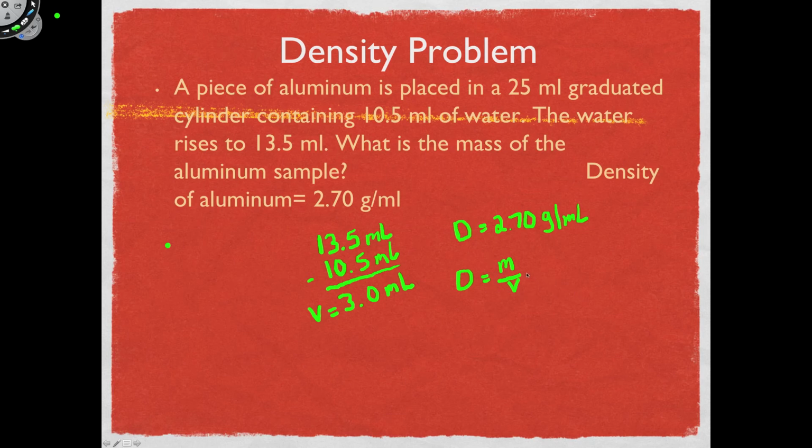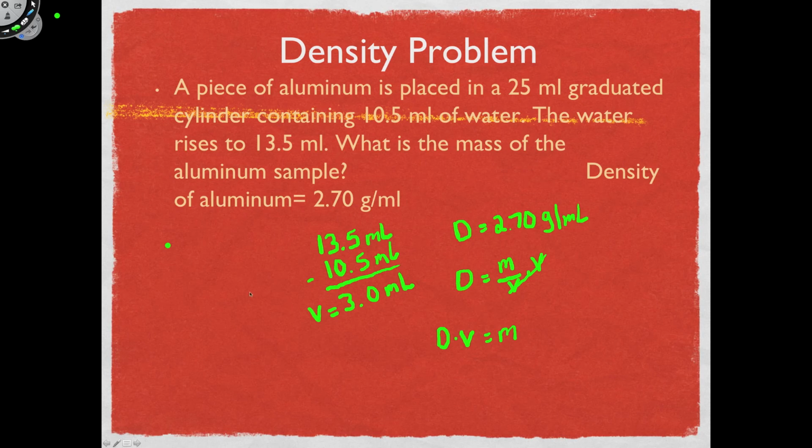A couple ways to do this, of course, algebraically. You would want to get rid of the v's on both sides. Whatever you do to one side, you have to do the other. So it would be density times volume on the left, and mass would be left by itself. So to find mass, you multiply density times volume.